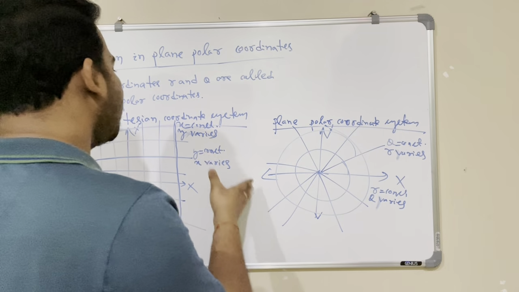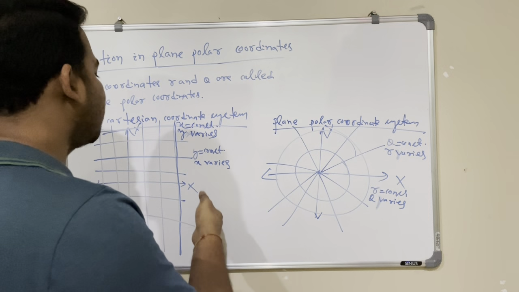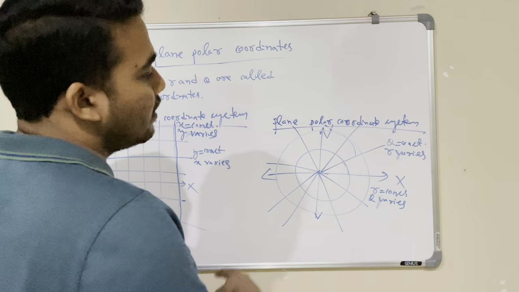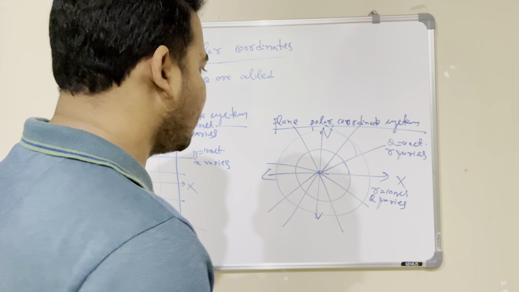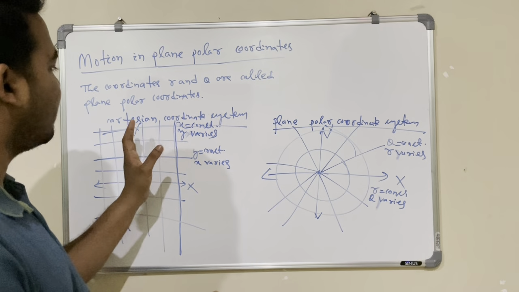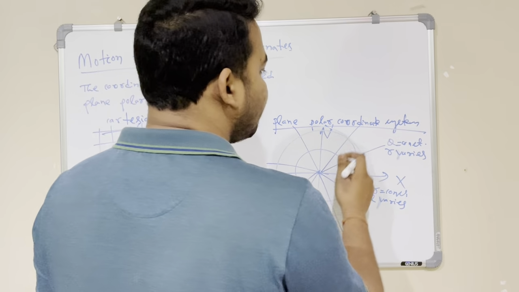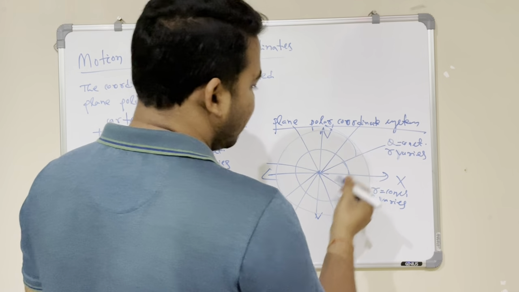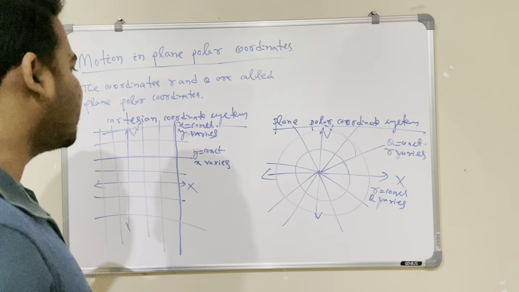That means in the Cartesian coordinate system, all the constant coordinate lines are straight lines, but here for r equal to constant, these are concentric circles. But the case is the same, that here x and y coordinates are perpendicular to each other. Here also the same thing. r and theta are perpendicular to each other whenever they intersect. Okay, so this is clear.